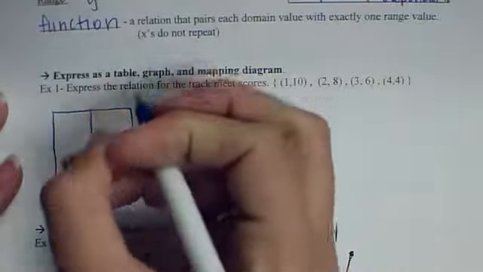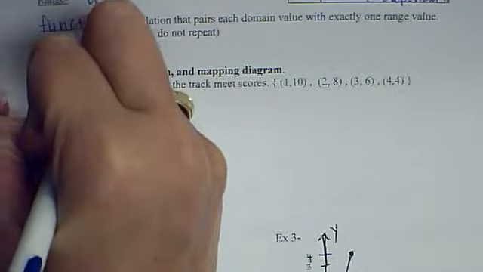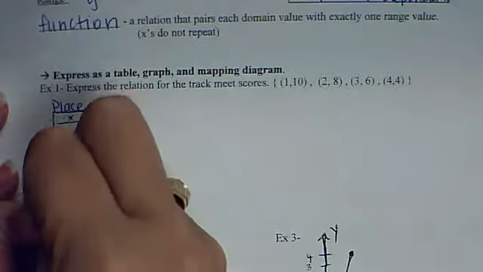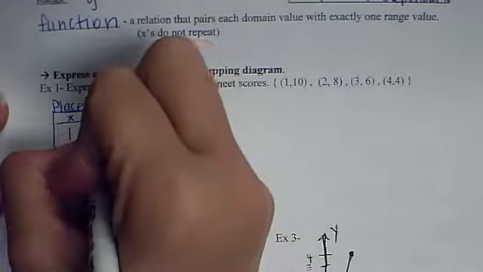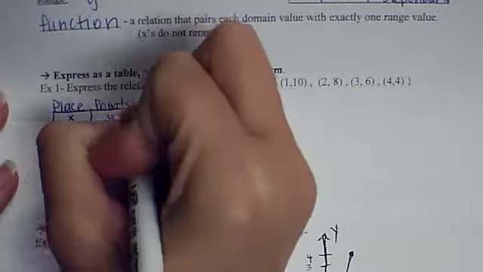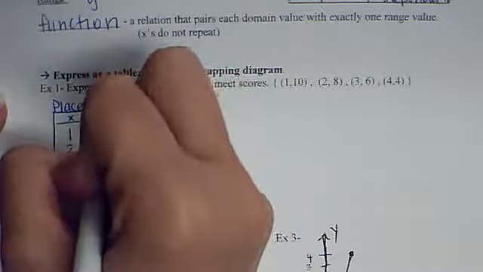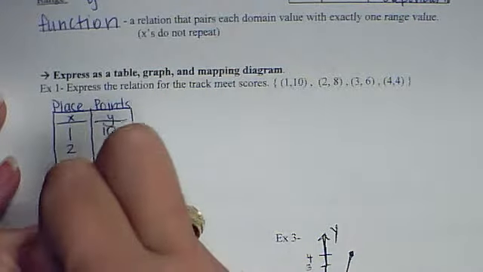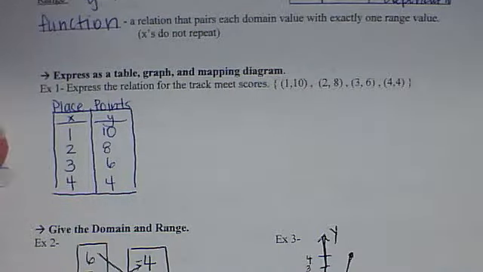In my first column, I want my X values, which would be the place I got in the meet, like first place, second place, third place, or fourth place. Taking that from each one of these X values. The second column would be my Y values, and that would be the number of points my team earned as a result of what place I got in each event. For first place, they got 10 points. For second place, 8 points. For third place, 6 points. And for fourth place, 4 points. That's an example of a table.